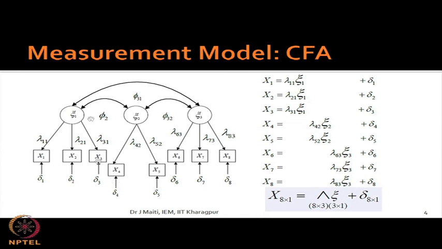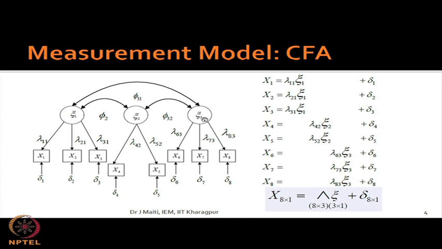You see here, in last class I have shown you a similar diagram, and you see there are three factors, xi1, xi2 and xi3, and each of the factors is manifested by different variables, starting from x1, x2, x3 for xi1, x4 and x5 for xi2, and x6, x7, x8 for xi3.